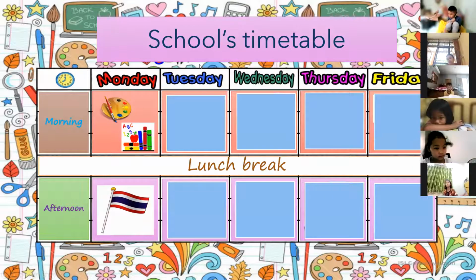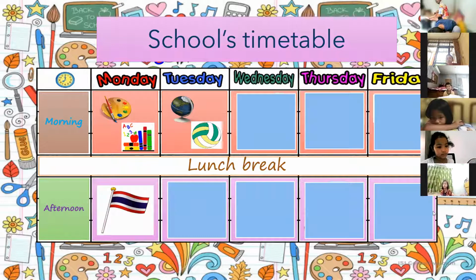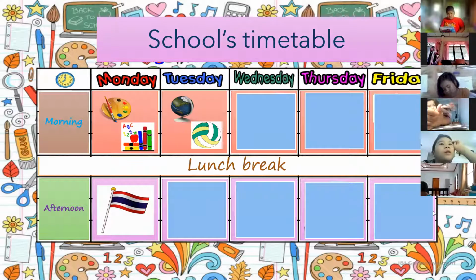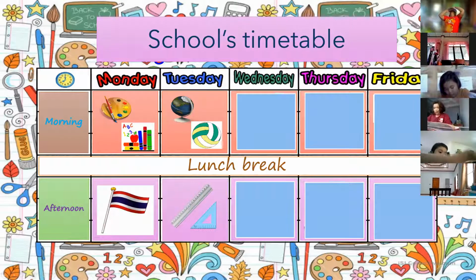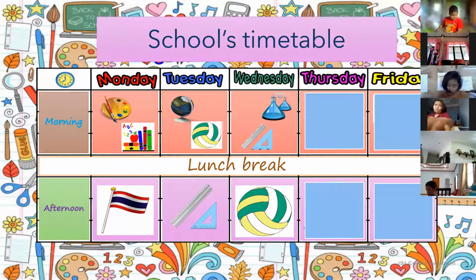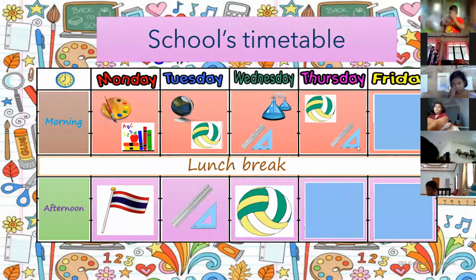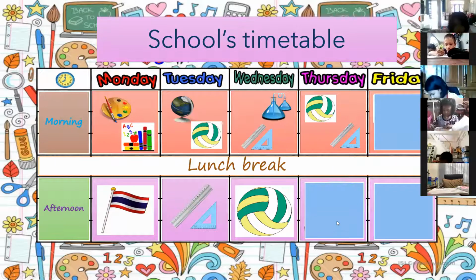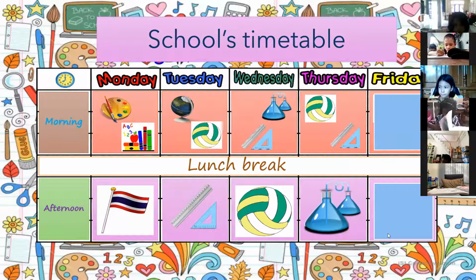Let's go to Tuesday. Tuesday morning, we have what? Geography and sport. And Tuesday afternoon we have math. Okay, let's go to Wednesday morning. Wednesday morning we have what subject? Science and math. Okay, how about in the afternoon? We have sport. Okay, listen. Thursday afternoon we have what? Science. We have the word science.